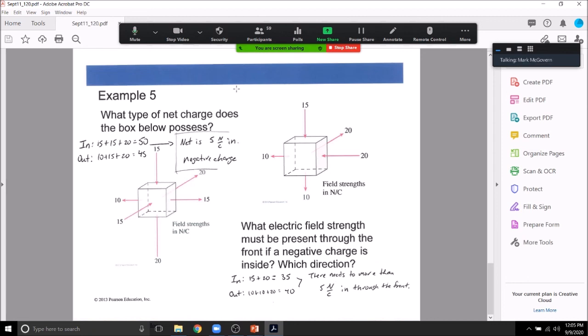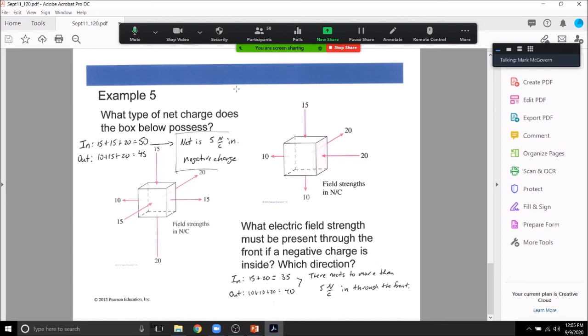Going out: on the left, 10's going out. On the right, 15's going out. On the back, 20's going out. So overall, 45 going out. We add them up. We end up with a net 5 in, which means there is a negative charge in this box. Net negative charge in the box.